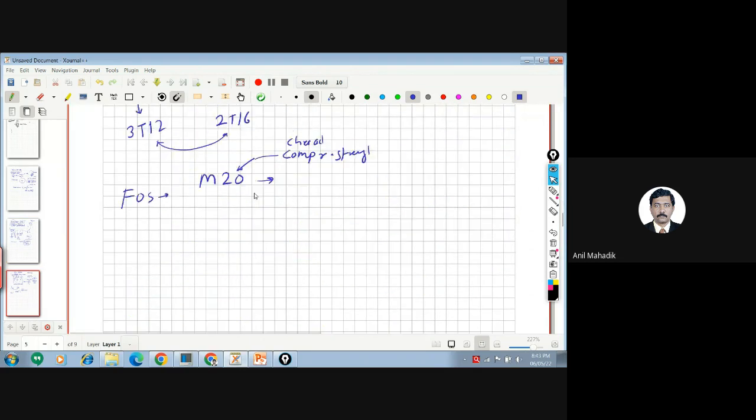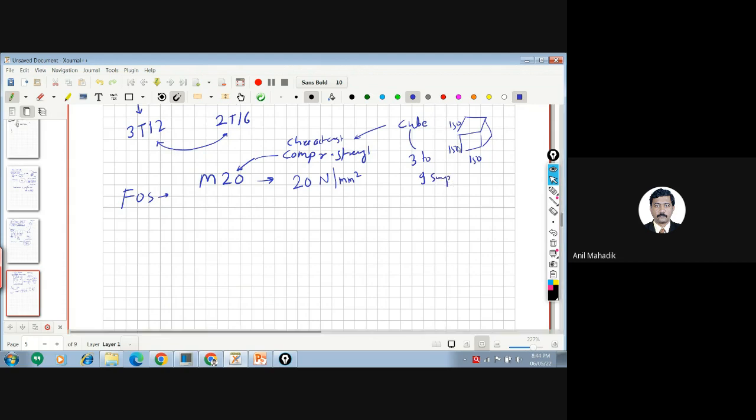Now, whenever we design any column, what is the unit? 20 Newton per mm square is the compressive strength. What does characteristic mean? We are taking cubes and testing the cubes, isn't it? Cube of size 150 by 150 by 150. Taking samples, let's say 3 to 9 samples. I'm testing that in the lab and saying that it is 20 Newton per mm square.